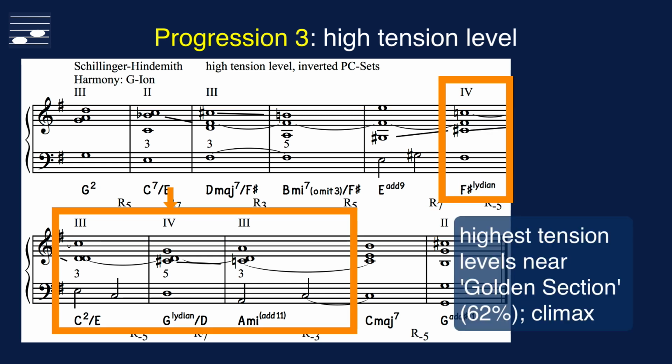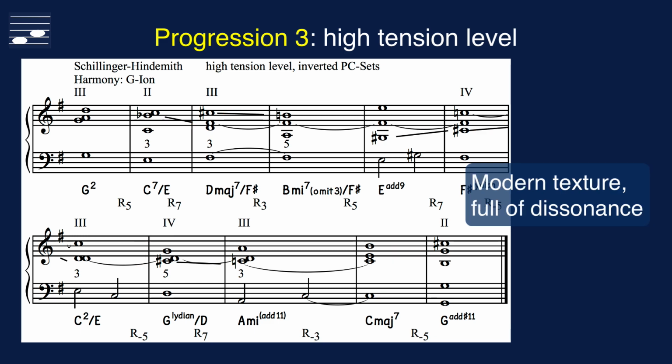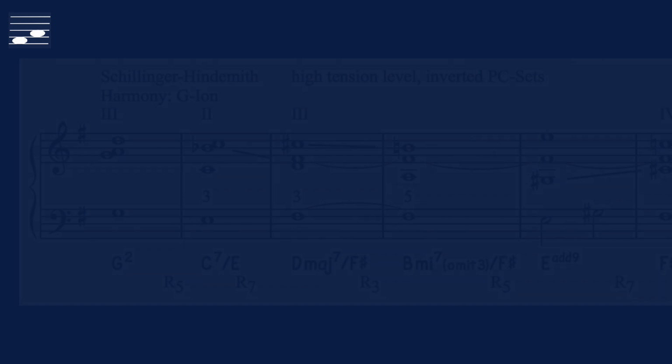Again, there is maximum tension near the golden section. The voice leading of non-diatonic notes is indicated. There's one stepwise resolution in the wrong direction and a case of middle part chromatic steps. This yields a modern texture full of dissonance.